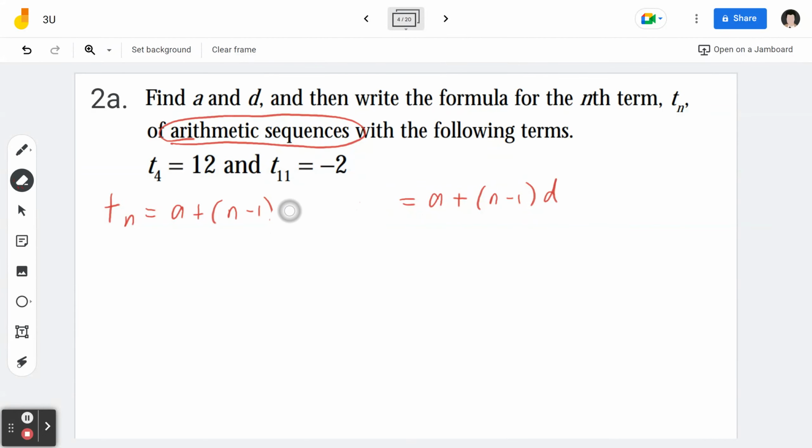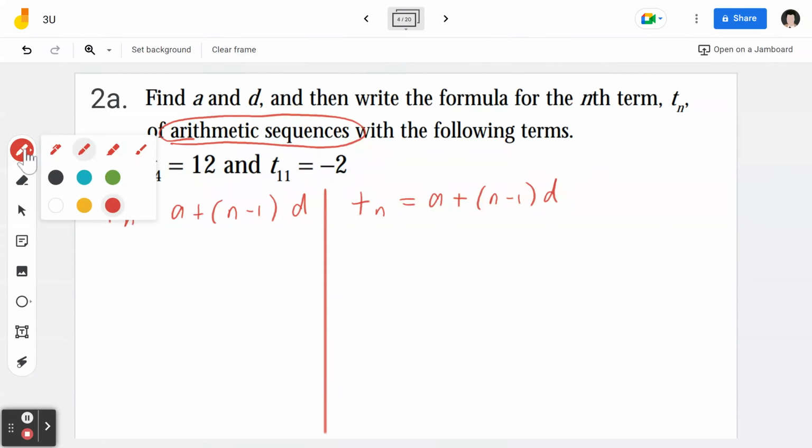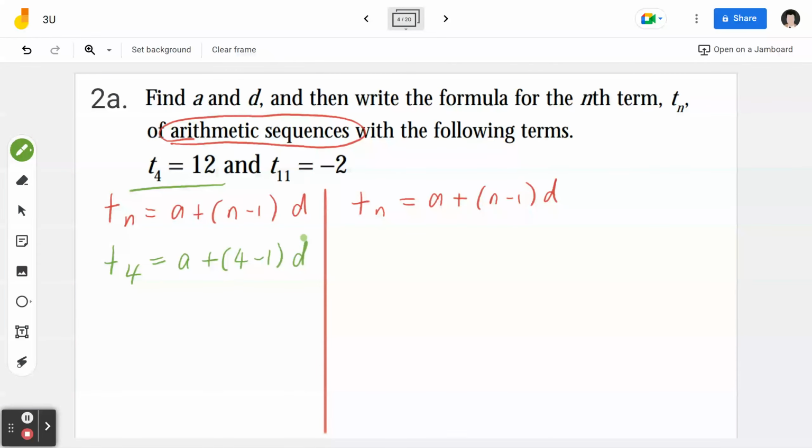Let's erase this. Let's write it better for you. I want to make sure you can see all the subscripts and all the terms. I'm going to draw a line in the middle, divide this into 2 columns. Now, if I go back, again, I'll color code this for your reference. T4 is going to be 12. In one sentence, the 4th term is going to be 12. What does that really mean? T4 is going to be a plus 4 minus 1 times d. Remember, T4 is going to be 12. And 4 minus 1, of course, is 3. So again, 12 equals a plus 3d.